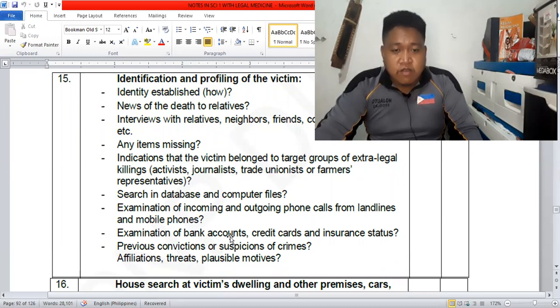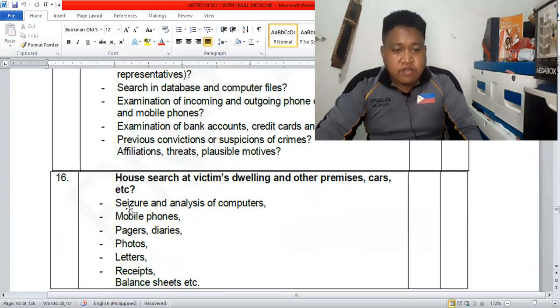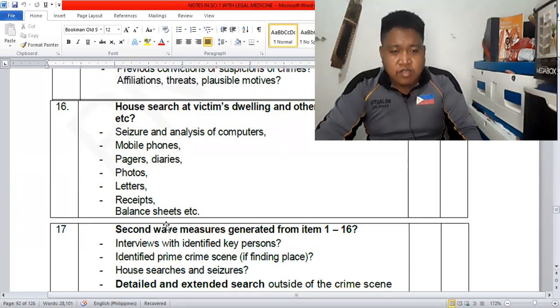Kasi alam nyo mga yan, pwede kang makakuha ng lead, no? Then previous convictions or suspicions of crimes and affiliations, threats, plausible motives. House search, number 16. House search at victim's dwelling and other premises, cars, and the likes. So seizure and analysis of computer, mobile phones, pagers, diaries, photos, letters, receipts, balance sheets, and the likes. Yan, pag nag-house search ka, i-check mo ang mga yan kung nagawa mo.